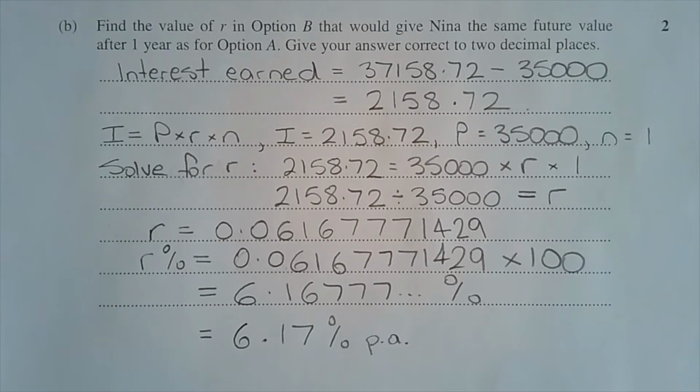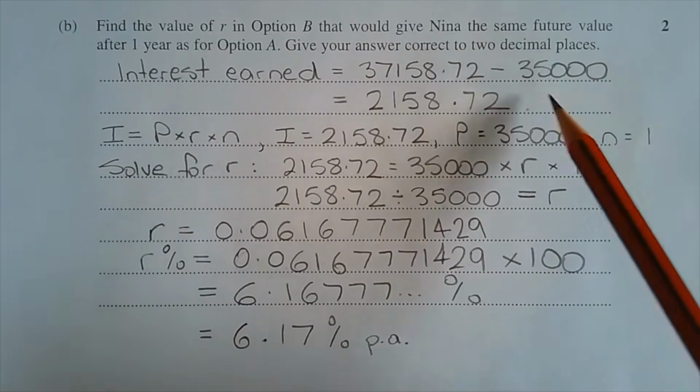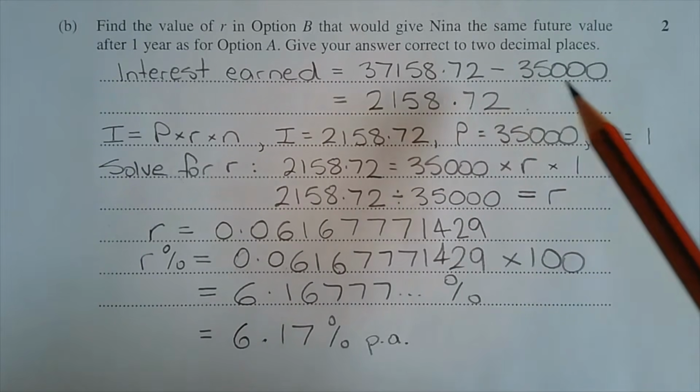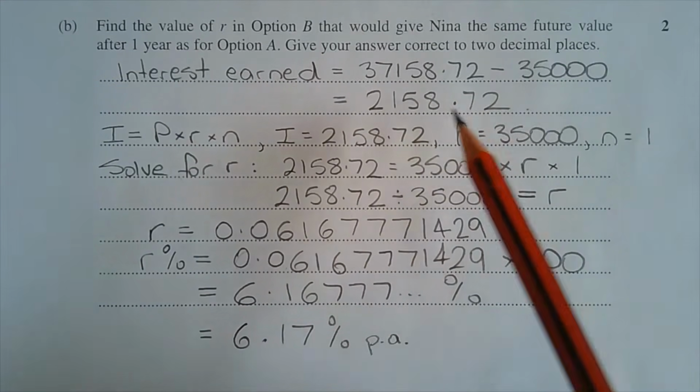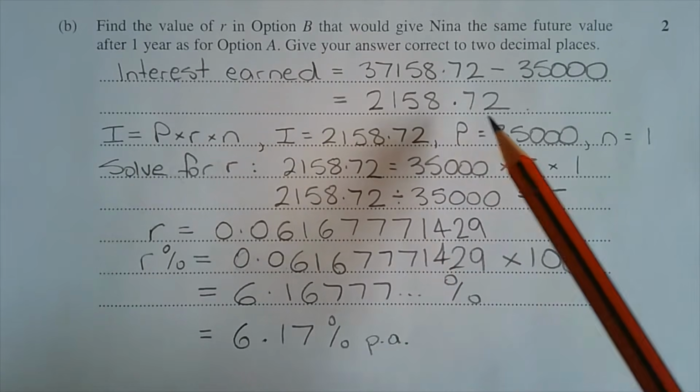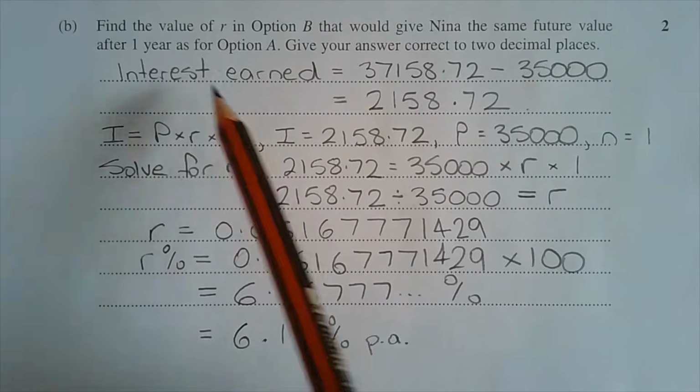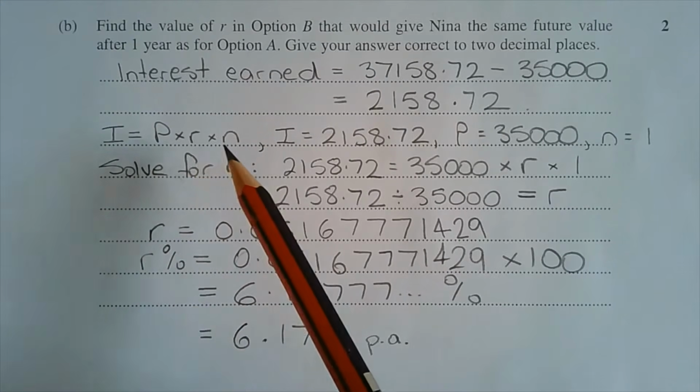Option B is a simple interest investment. Our first step is to determine the interest earned from Part A. That's equal to the future value minus the present value, so $37,158.72 minus $35,000, and that equals $2,158.72.